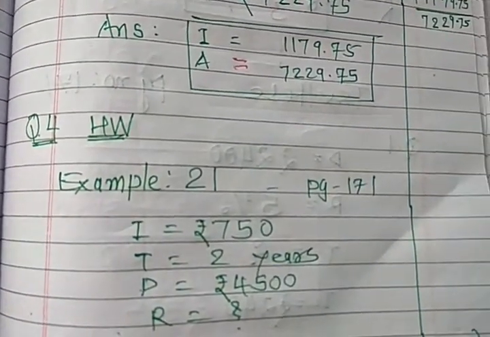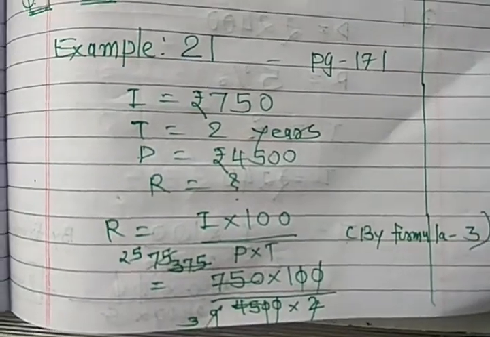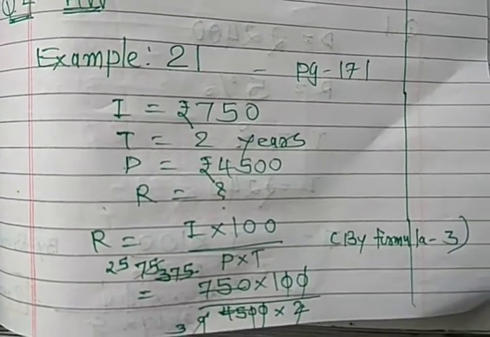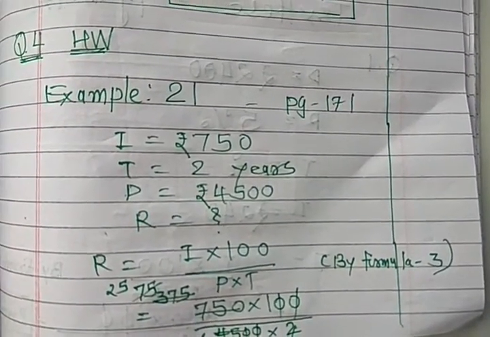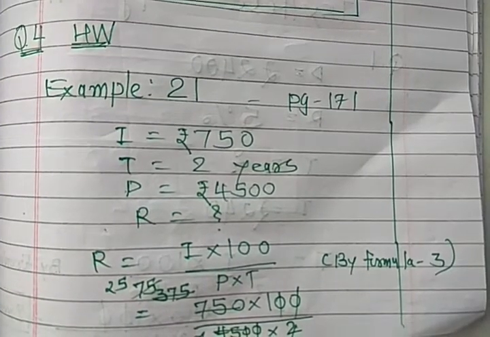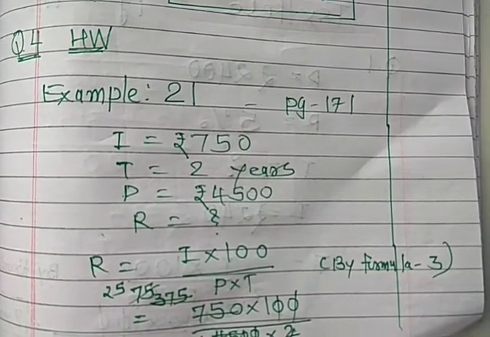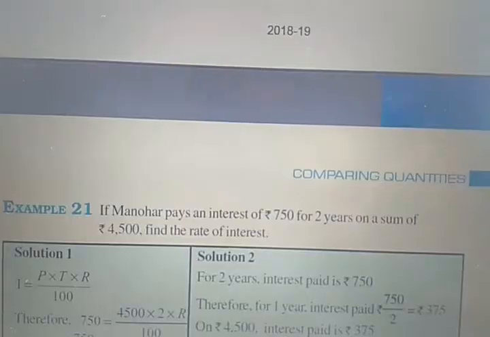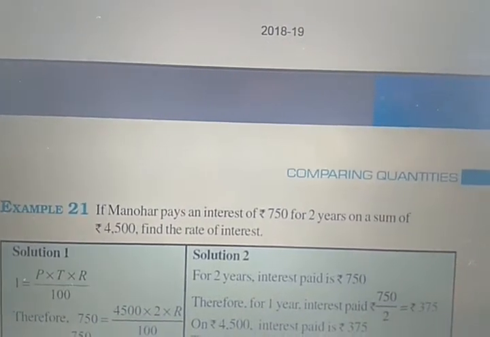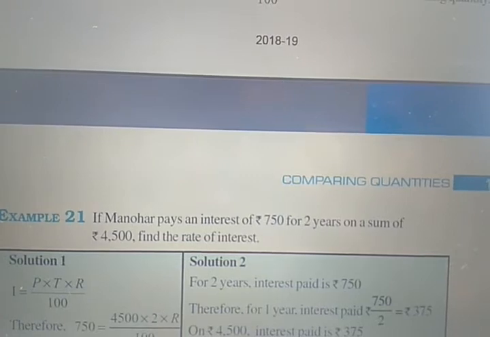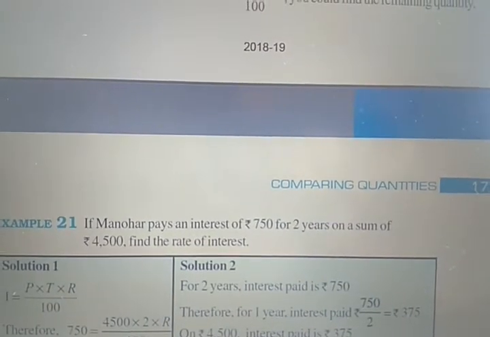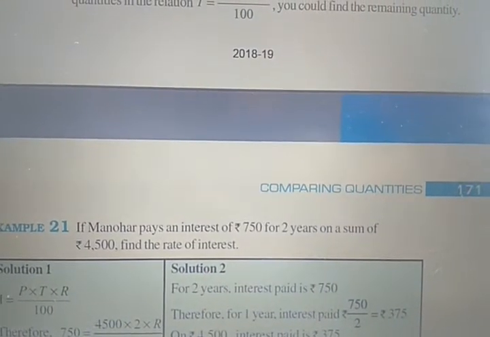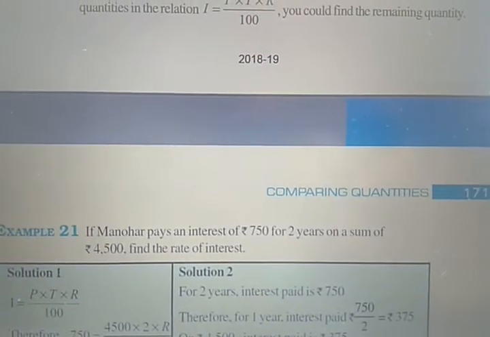Now question number 4, that is homework. Move to page number 171, where example number 21 is there. In that you have to find out the rate of interest. First of all, move to example number 21 and read it. If Manohar pays an interest of rupees 750, means I equal to 750 rupees, for 2 years, means T equal to 2 years, for the sum of 4500. Sum means principal amount, and you have to find out the rate of interest.